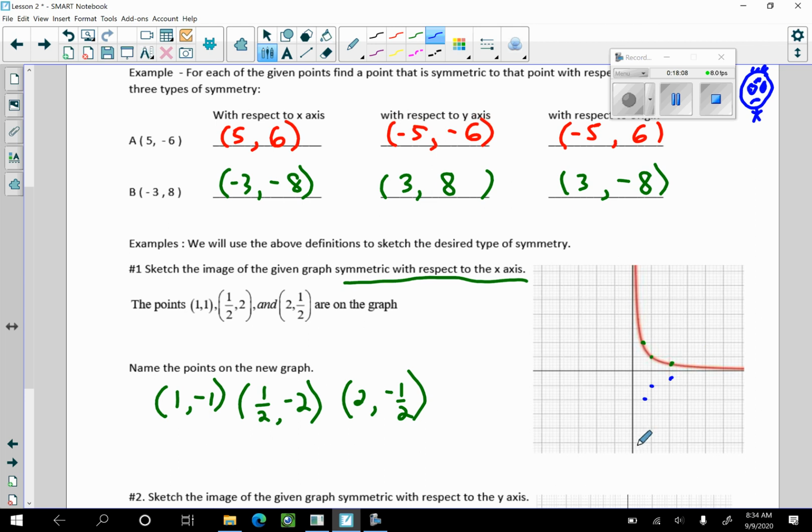So here we go. Oh, that's very nice. As stated, you can see the reflection about the x-axis. The red graph, if it's reflected about the x, becomes the blue graph.